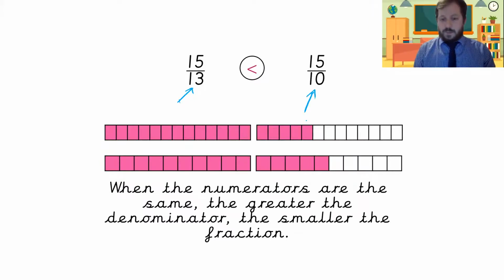And remember, this works in the opposite way. So the smaller the denominator, the bigger the fraction. That's the way to remember it. The smaller the denominator, the bigger the fraction. 10 is smaller than 13, so this is the bigger fraction.